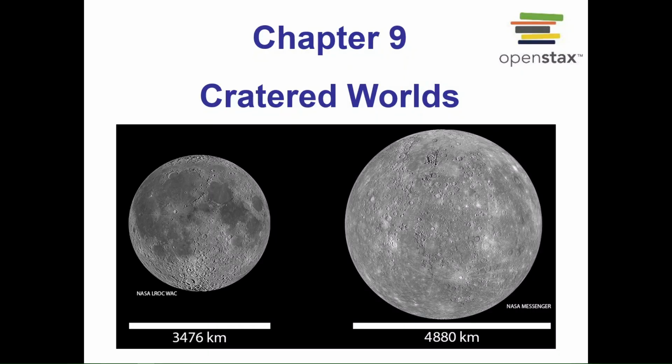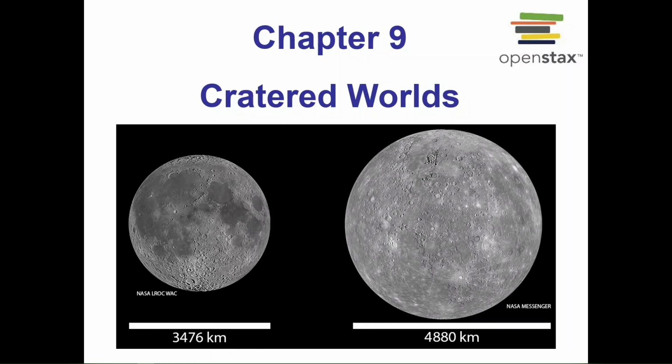Hello everyone. Today we are going to talk about chapter 9, Cratered Worlds. We'll primarily discuss two objects in this chapter, the moon and the planet Mercury.